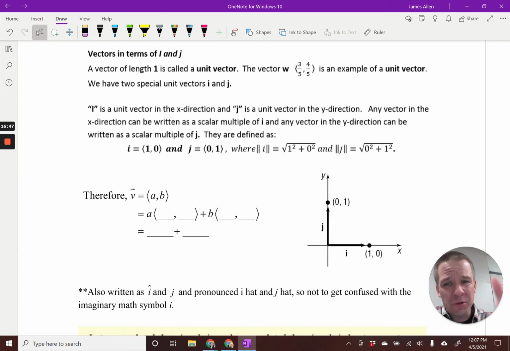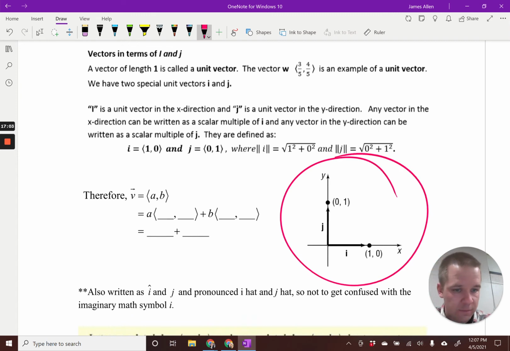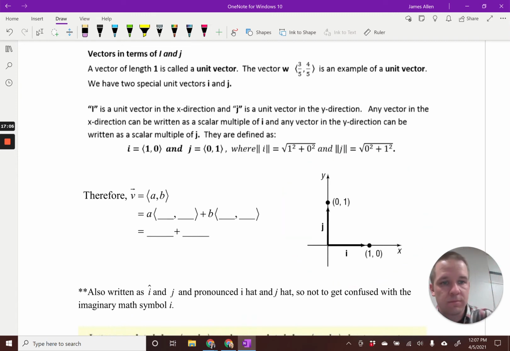We have two special unit vectors, i and j. i is a unit vector with a magnitude of 1 in the x direction, and j is the unit vector with a magnitude of 1 in the y direction. We can see that right here. There's your i and your j. So i would be 1, comma, 0, and j would be 0, 1. We said the magnitude is going to be 1 for both of those.